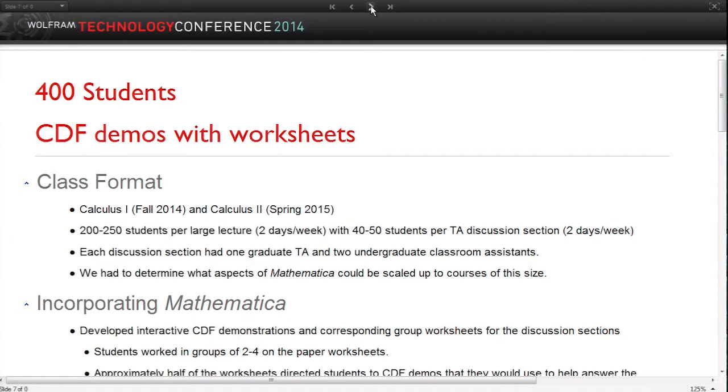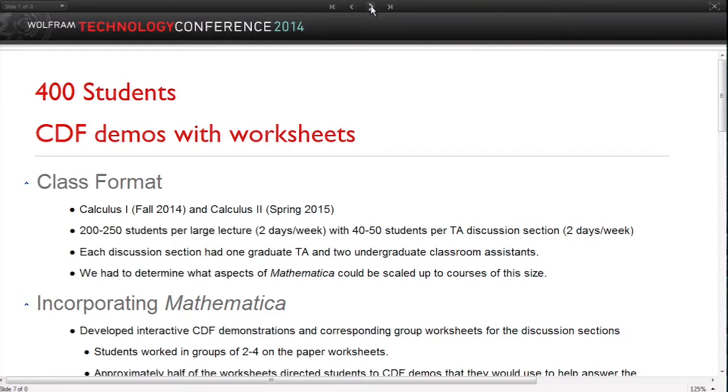But in doing something on such a massive scale, we had to think and answer a lot of questions and say, what aspects of Mathematica can you scale up if you're going to be doing a course of this size? And the conclusion we came to is that you could not personally grade group homeworks anymore. It is not feasible to do it on this scale, but we didn't want to lose what we saw from the smaller classes, that visual benefit and the computational benefit. We wanted to keep that.